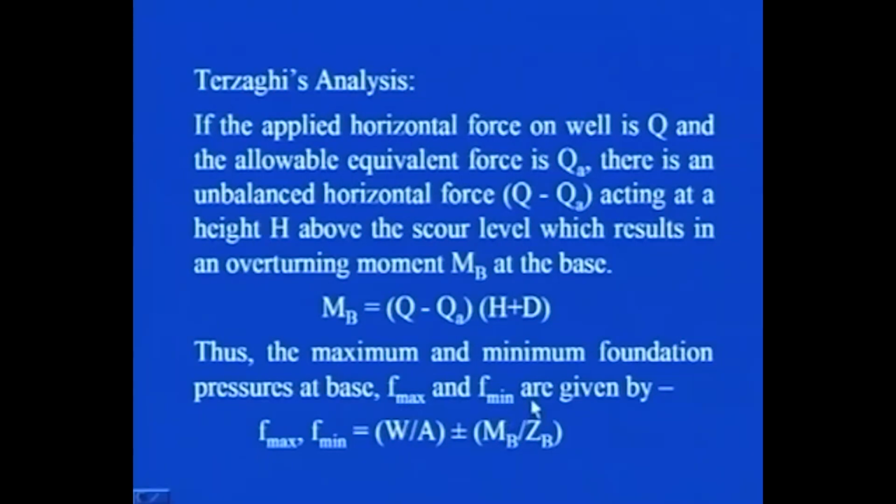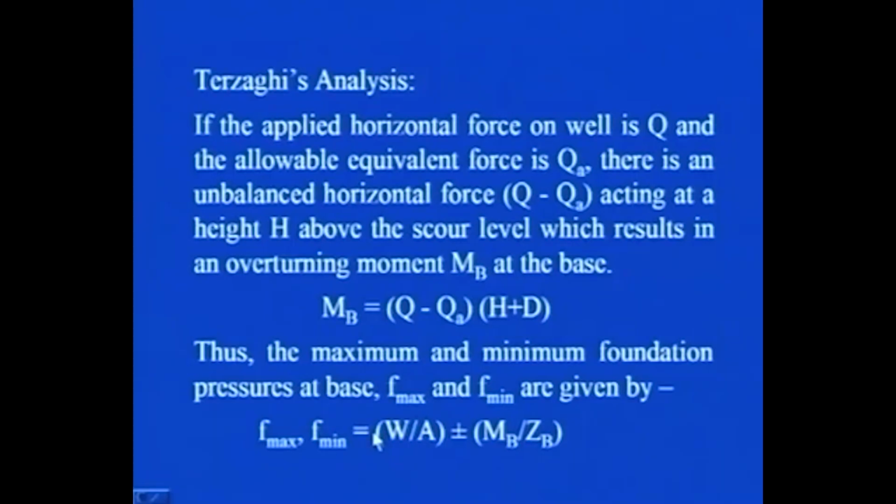Thus the maximum and minimum foundation pressures at the base, if I represent them by F max and F min, are given by F max or F min equals W by A plus or minus MB upon ZB. So if the applied horizontal force on the well is Q and the allowable equivalent force is QA, then the resultant force Q minus QA will be acting, and because of that an overturning moment at the base will act, and this will also contribute to the maximum and minimum foundation pressures at the base.